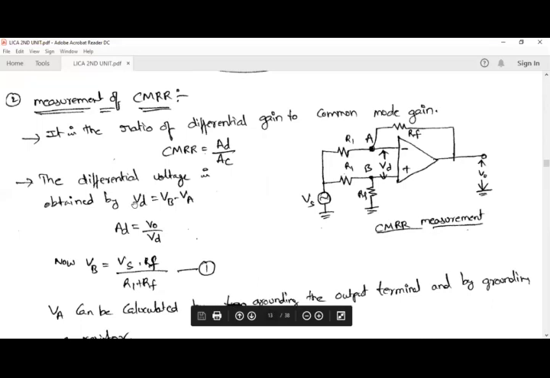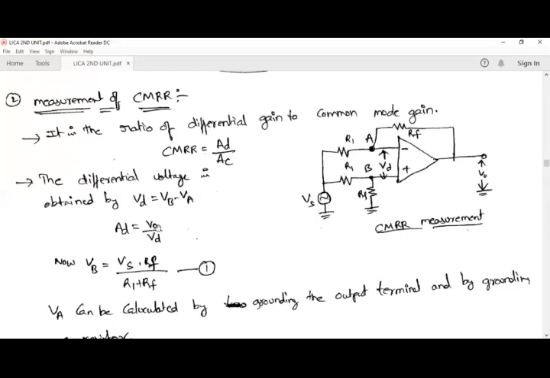The differential voltage is obtained by Vd is equal to Vb minus Va. Why do we say that Vd is equal to Vb minus Va? Here we have taken an op amp in a closed loop configuration. Closed loop means we are giving feedback from the output to the input through a resistor. We consider the inverting input terminal as node A and the non-inverting input terminal is connected to node B. So the differential voltage is given by VB minus VA, the difference between the voltages at these two nodes.